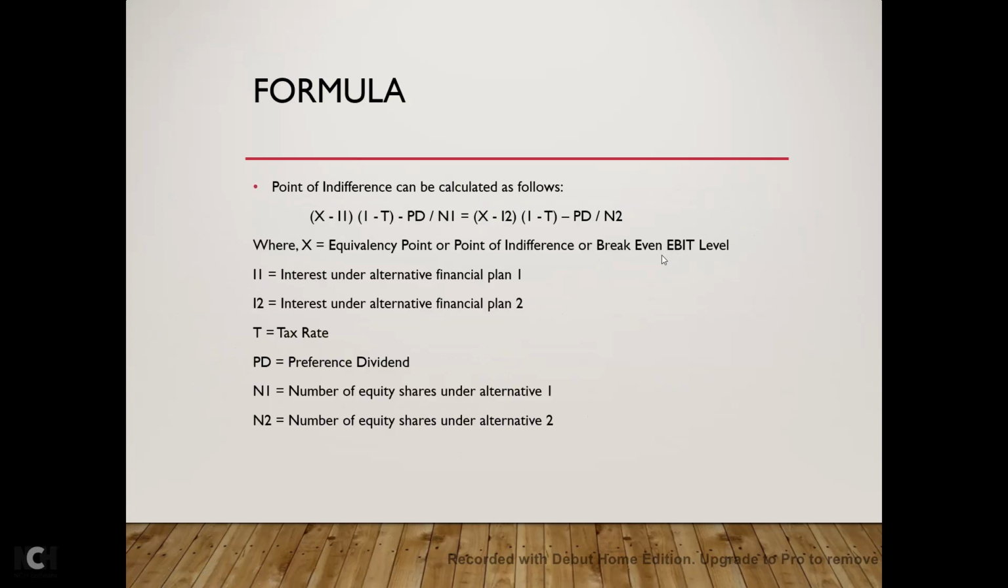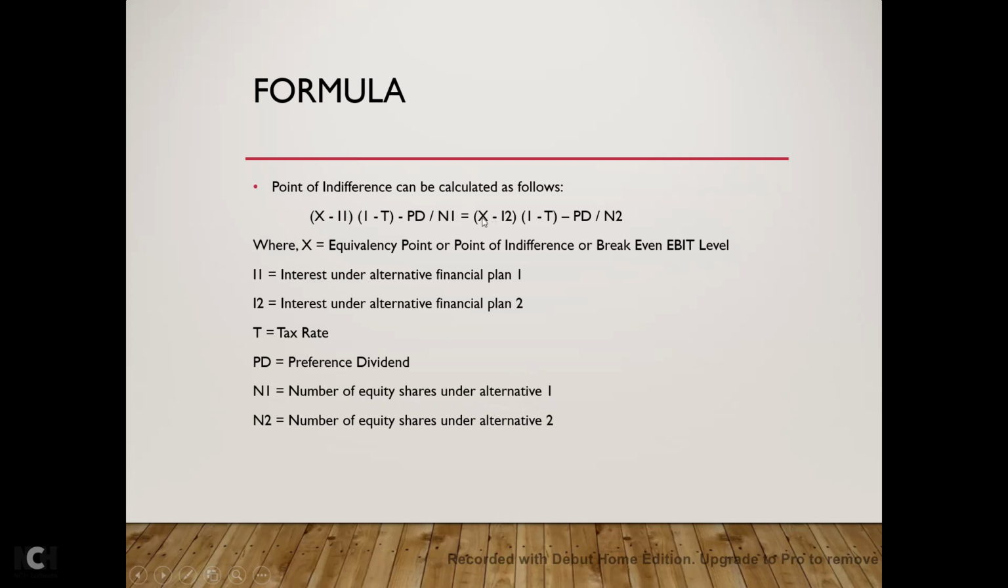How do we calculate point of indifference? The formula for calculating point of indifference is as follows. You have X, which is the point of indifference, minus I1. I1 refers to interest under alternative financial plan 1. Then you have 1 minus t, where t is the tax rate, and then minus preference share dividend, and you divide it by N1. N1 refers to the number of equity shares under alternative 1.